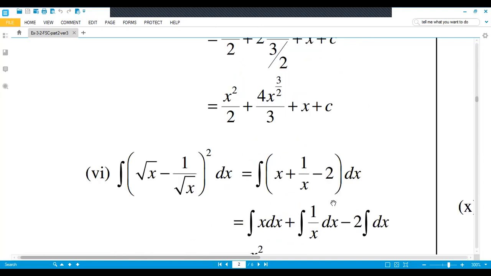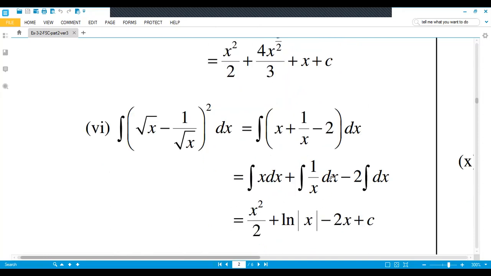Come to the sixth part. In the sixth part, again you open it with the help of the formula: first term square plus second term square minus 2 into first term into second term. First term and second term cancel, minus 2 will come. So x dx, 1 over x dx, minus 2 under root dx.